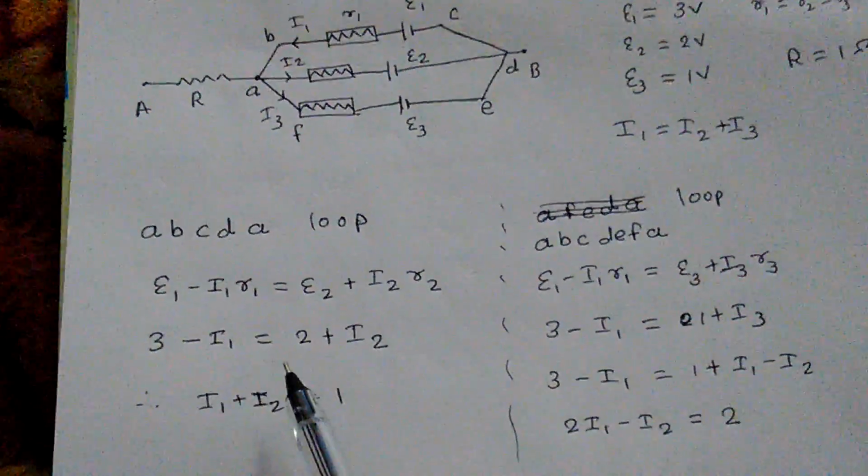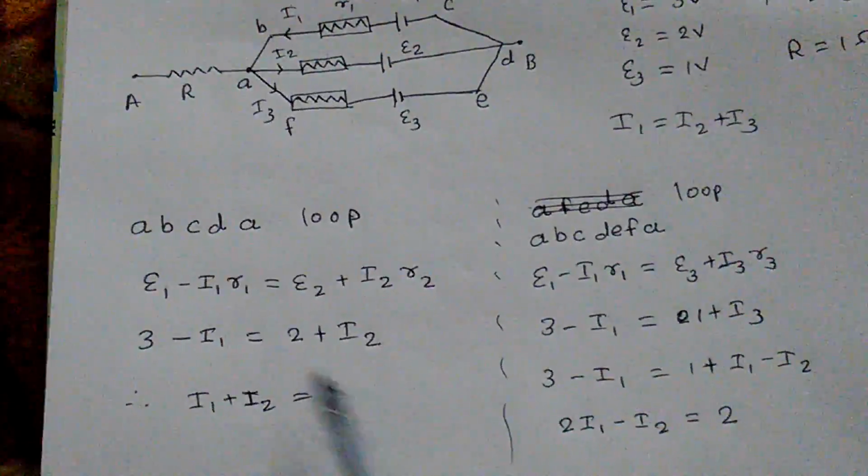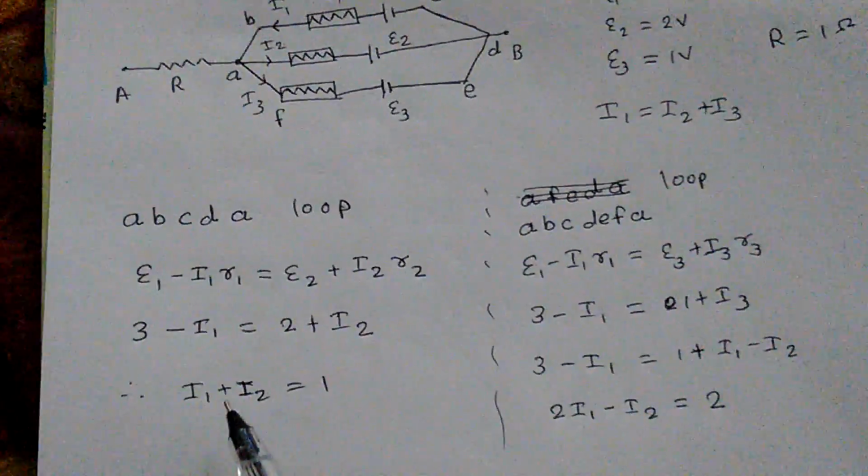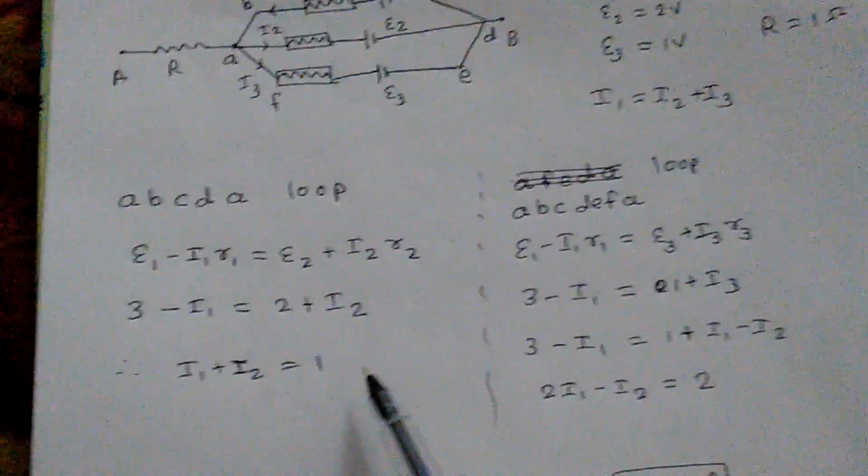So from this equation we get 3 minus 2 is equal to 1, and I1 is going to be on that side, so it is I1 plus I2 that is equal to 1.